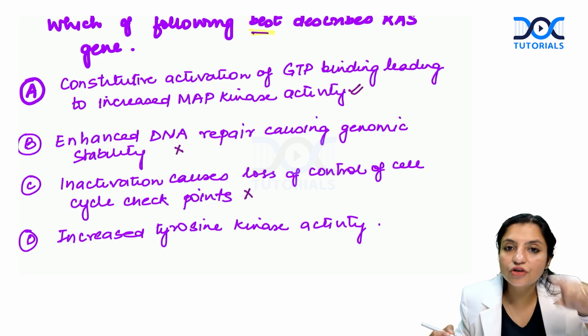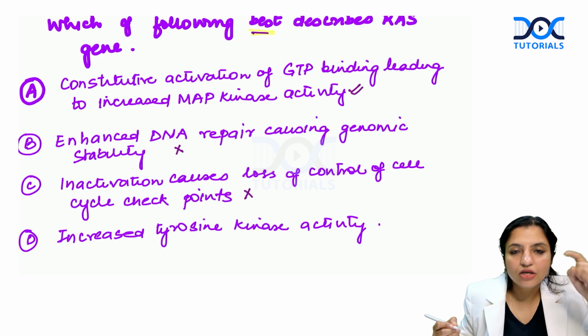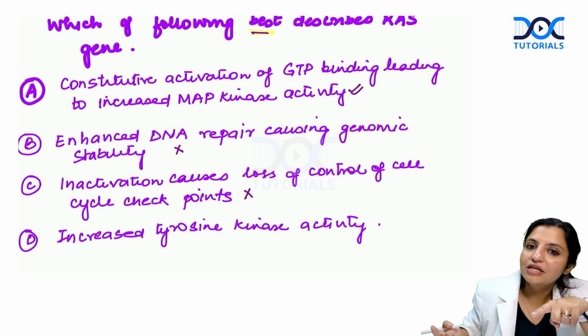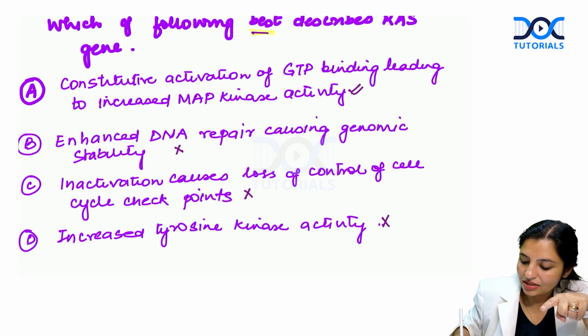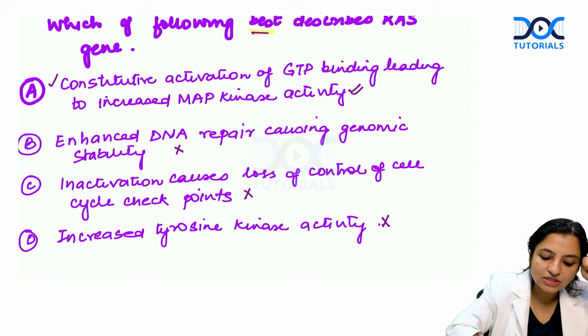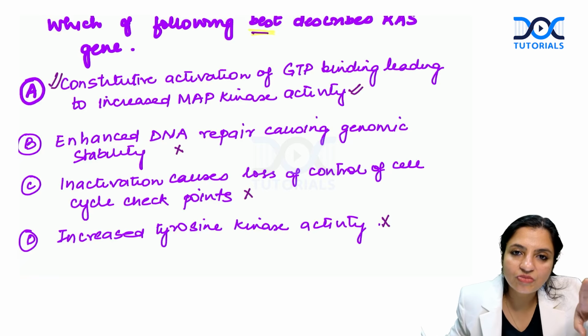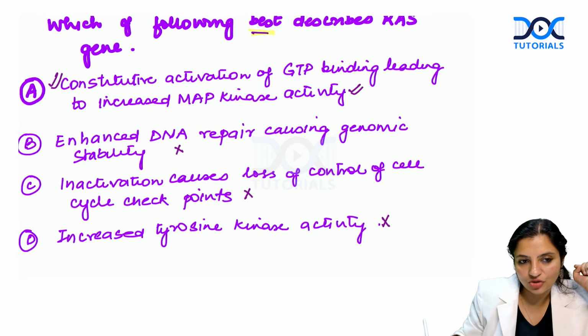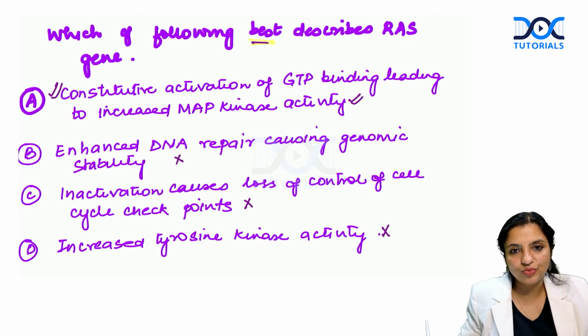No, that's a function of ABL. ABL usually translocates to BCR and increases tyrosine kinase activity. Again, this is not the function of the RAS gene. So the answer to this is A, that is whenever GTP activates, it activates the MAP kinase pathway. That's very typical of the RAS gene, which you need to be clear about.